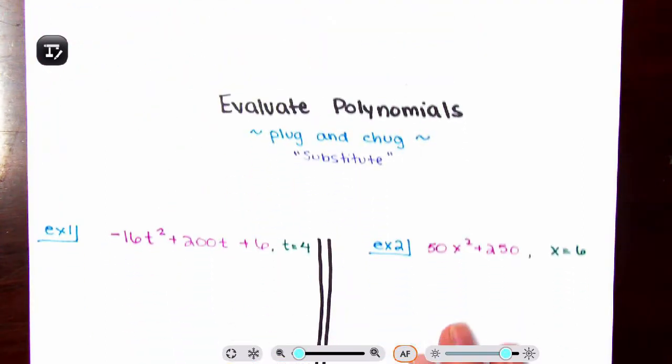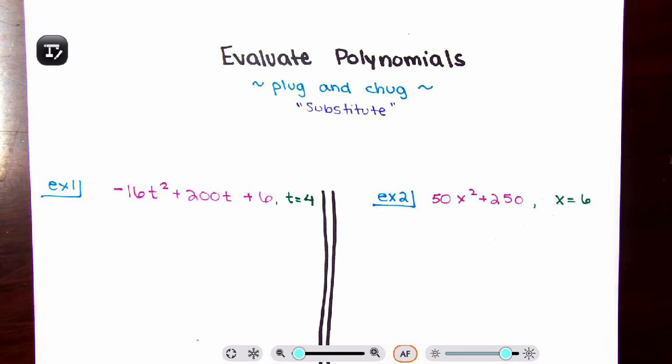Moving on to evaluate polynomials. So when we are evaluating polynomials, you're thinking plug and chug, you're thinking substitute. So basically for whatever variable that you have, you're replacing that variable with a numerical value, with a number. Now I always encourage you to use parentheses, because sometimes if you have a negative input, you don't want to accidentally forget about that negative and then subtract.